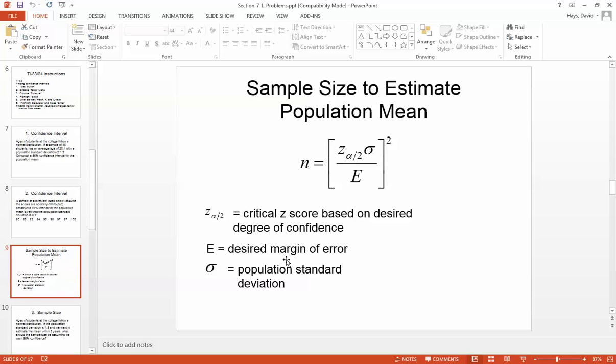Okay. Now here's the formula for sample size. Sample size is your z alpha divided by 2, the critical value, times sigma, all divided by E. Sigma is your population standard deviation, of course. E is your desired margin of error, and then you raise all that to the second power. So let's look at a problem dealing with that.